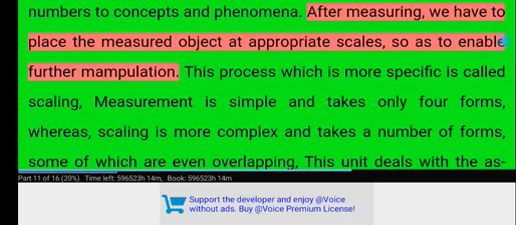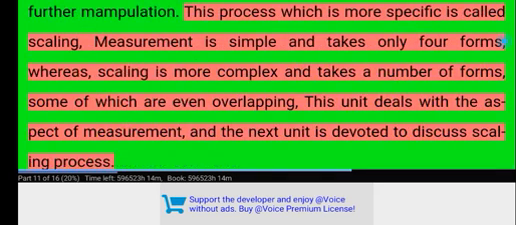After measuring, we have to place the measured object at appropriate scales, so as to enable further manipulation. This process, which is more specific, is called scaling. Measurement is simple and takes only 4 forms, whereas scaling is more complex and takes a number of forms, some of which are even overlapping. This unit deals with the aspect of measurement, and the next unit is devoted to discuss the scaling process.